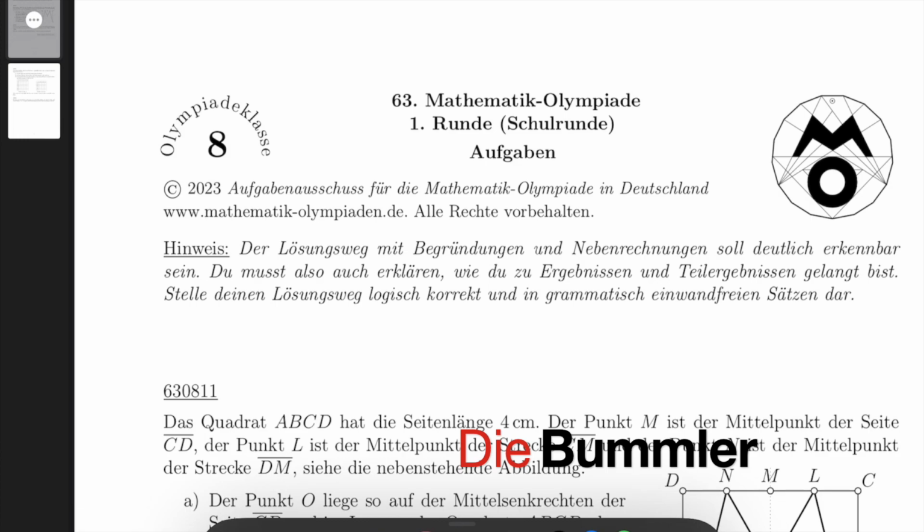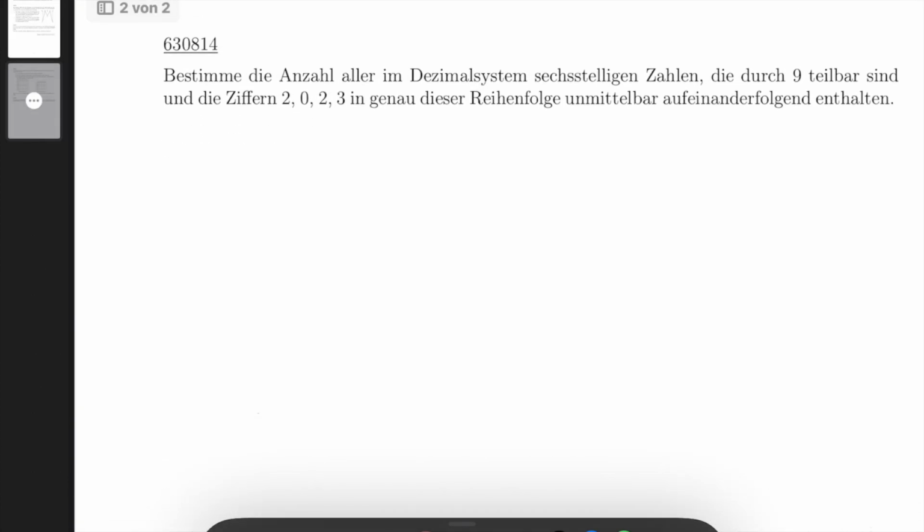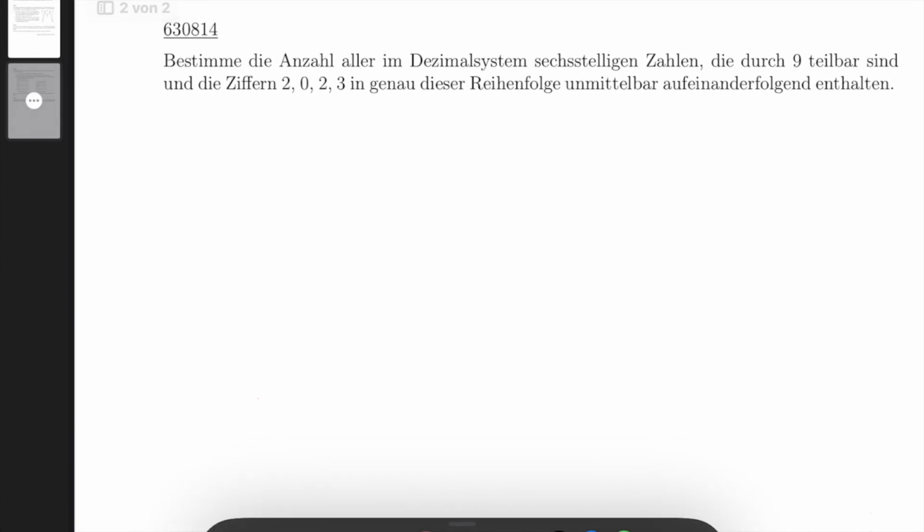Welcome to our next Mathe Olympiade in Deutschland. We are going to solve the problem from the 63rd Mathematical Olympiade, first Runde, and the last Aufgabe. So let's go. It should be 630814.